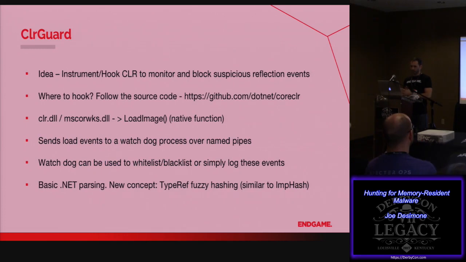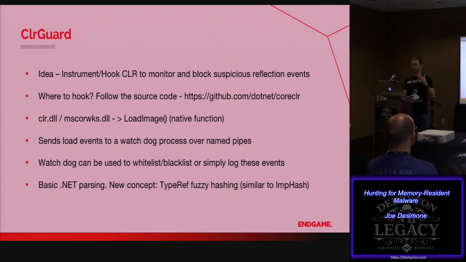All right, so now CLRGuard, what the heck is that? The idea was, how do we instrument and hook the CLR to monitor and block suspicious reflection events? The first question was, where the heck do I hook? The great thing about .NET and the CLR is that it's all open source, so you can literally go to GitHub, and Microsoft has posted all this code. I started at Reflection Assembly.Load, the actual managed function, and followed that down until I got into the actual CoreCLR native code.